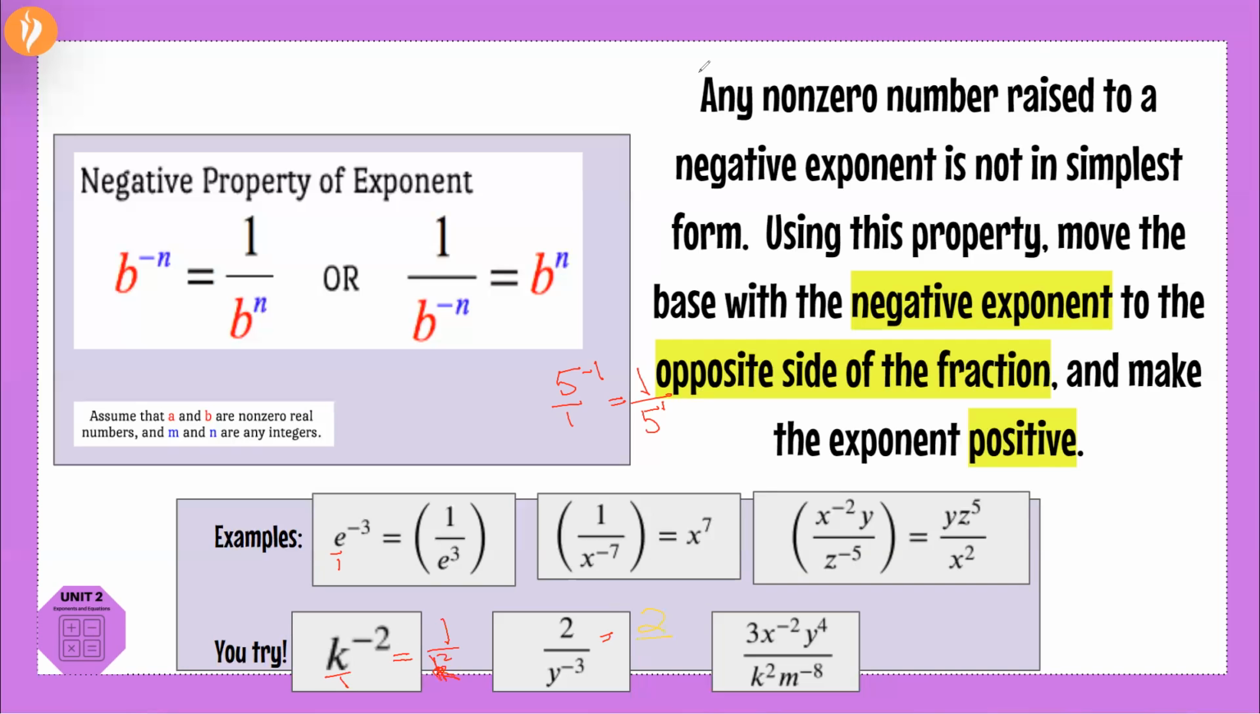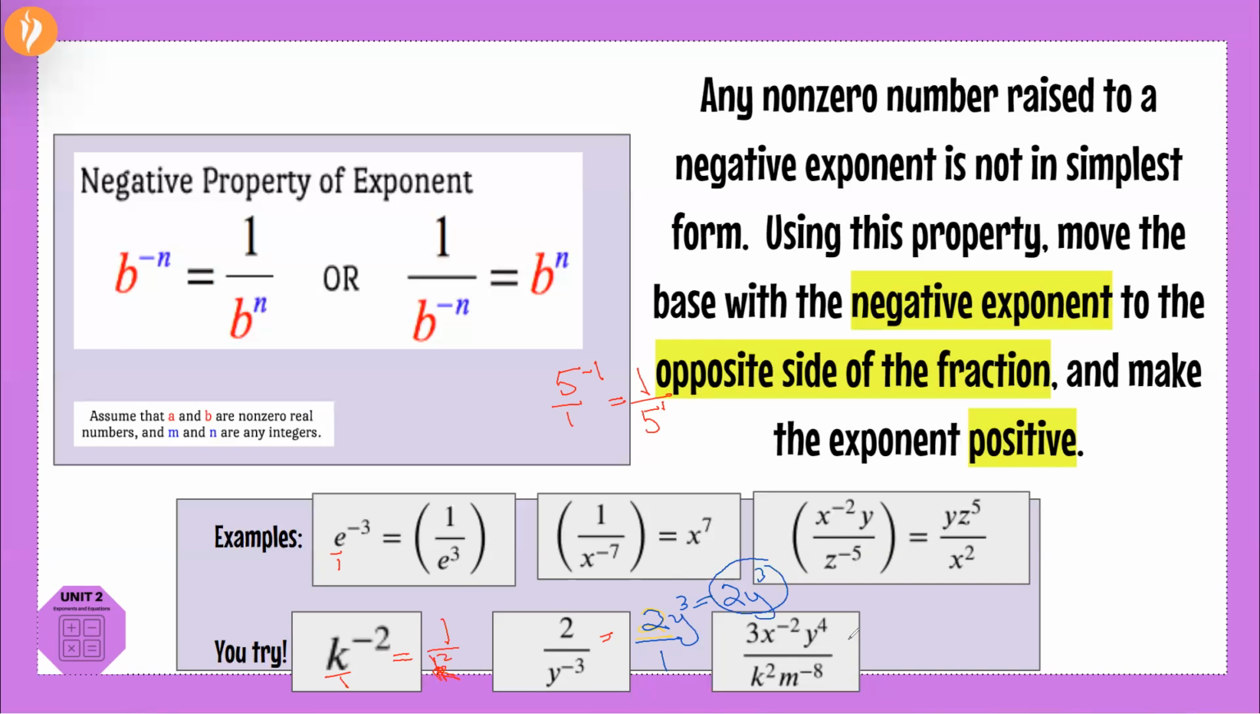Oh, that's even worse, you guys. Let's try blue. So 2 doesn't change anywhere. It's on the top. It stays on the top. Y has the negative exponent, so it moves up here with the 2, and the exponent becomes positive. And really, I don't even need a denominator of 1. Do you agree? So really, my answer is 2y to the third.